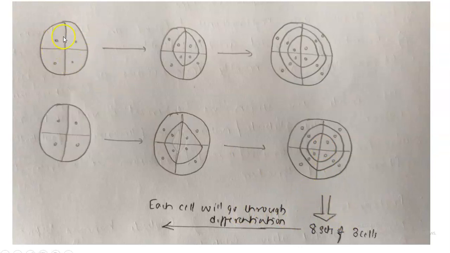Now we have 8 cells, right? Topmost 4 cells got divided into 3. 8 sets of 3 cells. This is the topmost 4 cells, having 3 cells each. That means one cell is divided into 3, and such 4 cells are there. In the bottom also we are having such 4 cells which are divided into 3. So we have 8 sets of 3 cells. Each will go through differentiation.